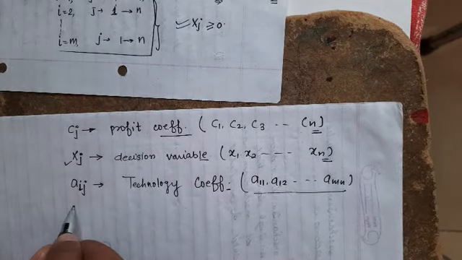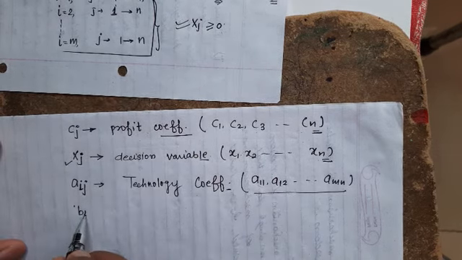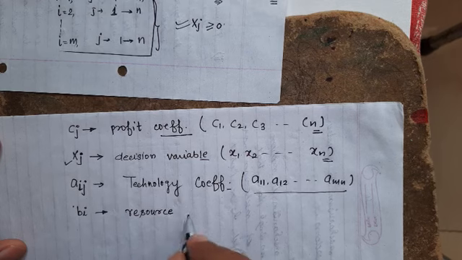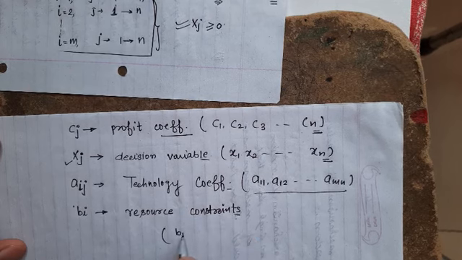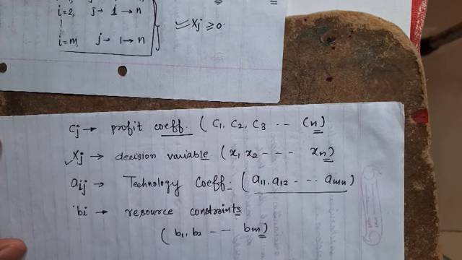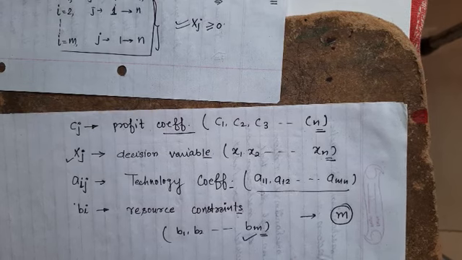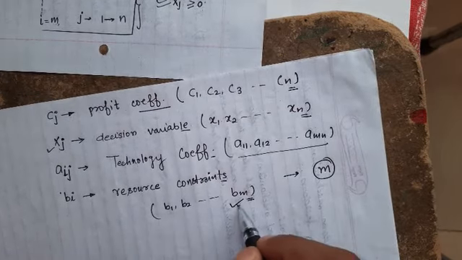And the fourth term that we have written here on the right hand side is bi. bi is called the resource, or resource constraints. It can vary from b1, b2 up to bm. There are m number of constraints, so m terms will be there.